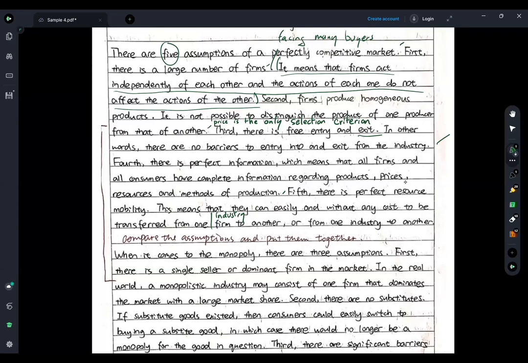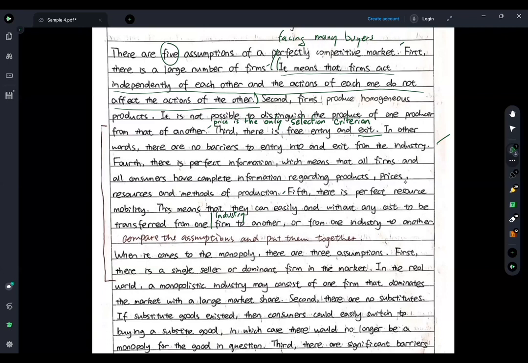Resources can freely enter and exit. So basically, when we say perfect resource mobility, it means that there are no barriers to entry or exit for resources, not for producers, but for resources, for workers, for capital equipment, and so on. This means that the supply of each factor of production is perfectly price elastic. And that's why we have a constant cost industry in the most standard model of perfect competition.